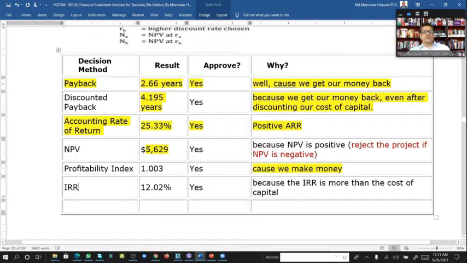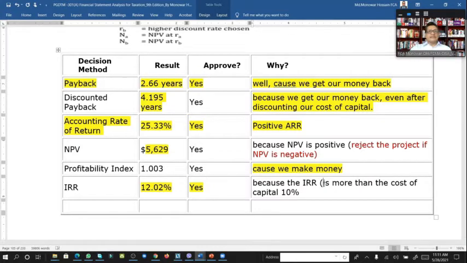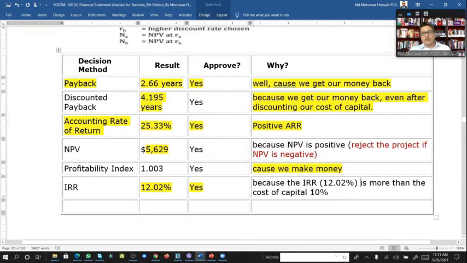IRR is also 12.2%. Yes, we will approve the project because the IRR is more than the cost of capital. Here, the cost of capital was 10%. So IRR is 12.02%, which is more than the cost of capital. So we should accept the project. So this is the decision for a finance person.